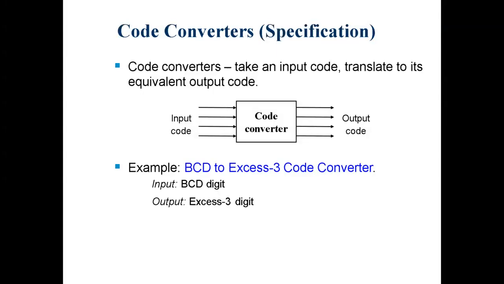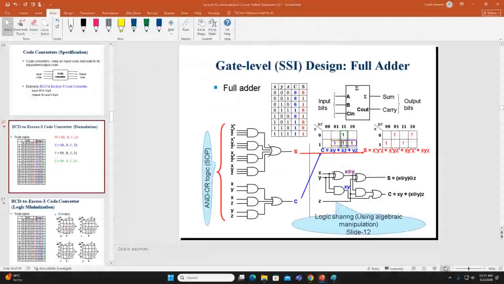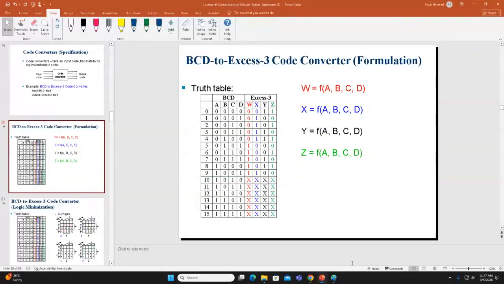Now we want to design a code converter. What's a code converter? In a code converter, we have some input code and then we have an output code. I'll explain this with an example. We want to design a BCD to XS3 code converter. What we are going to do and how we will design it, I will explain.